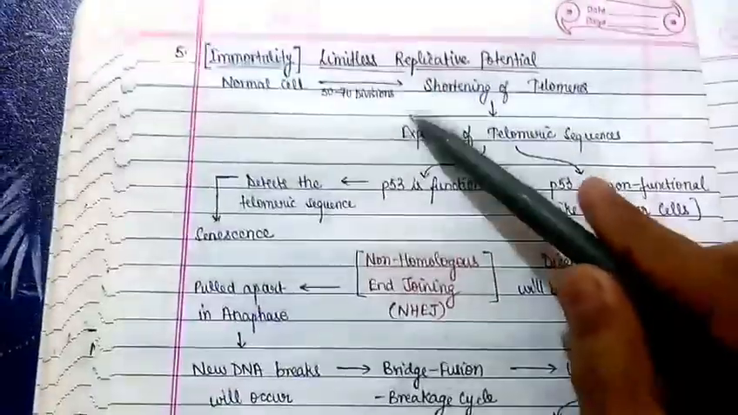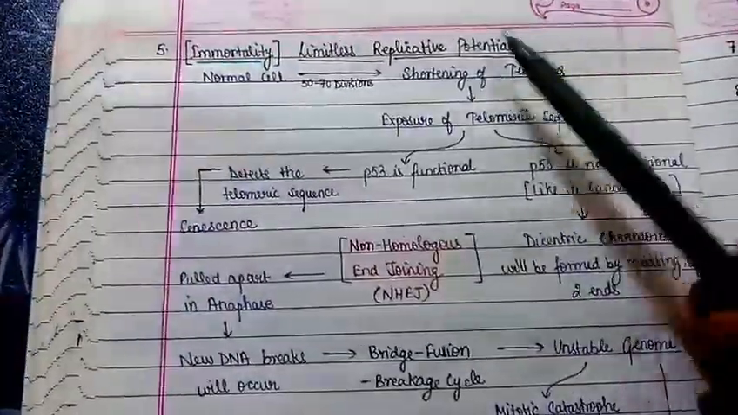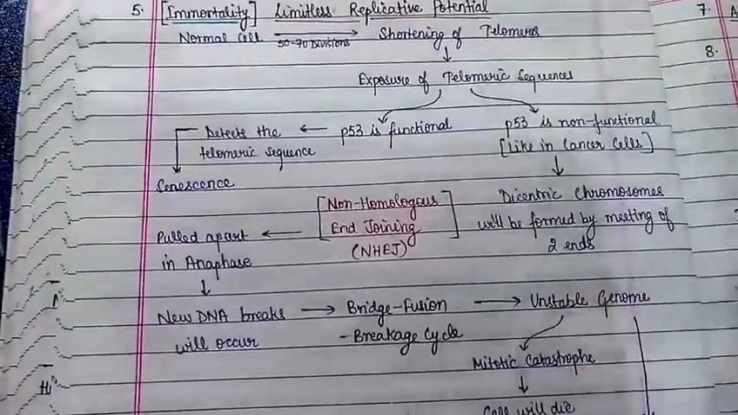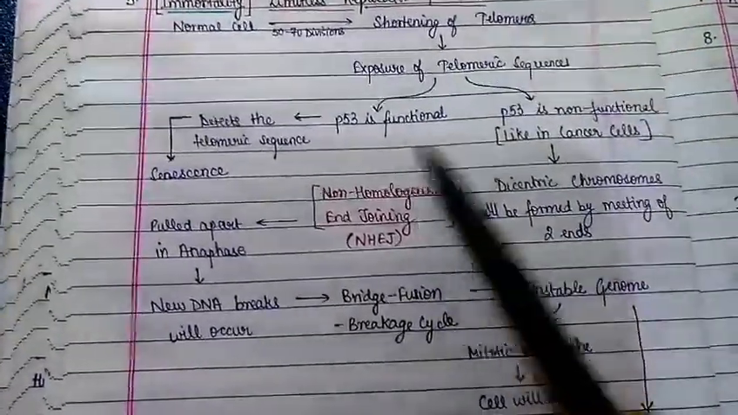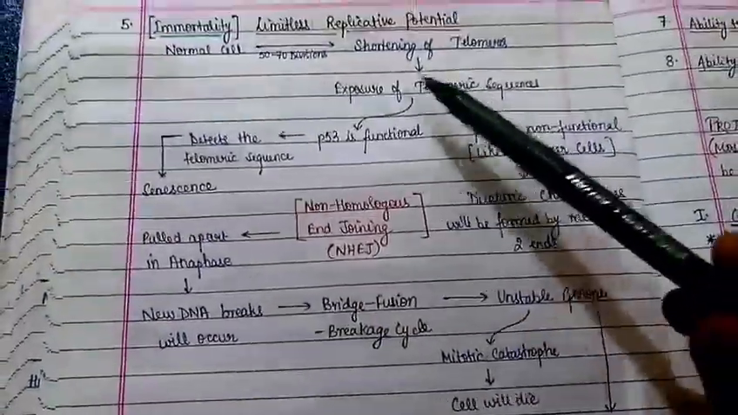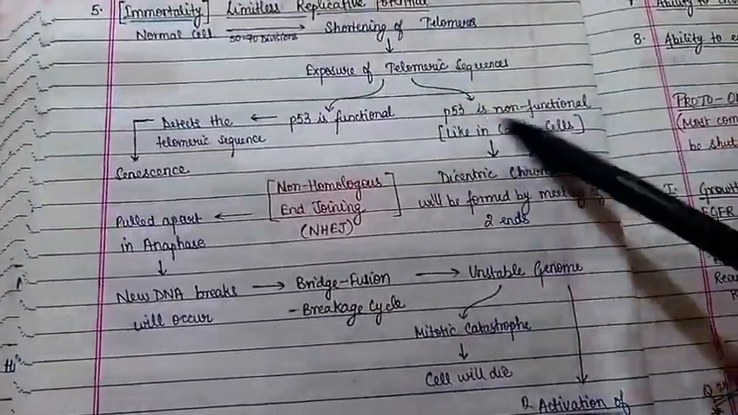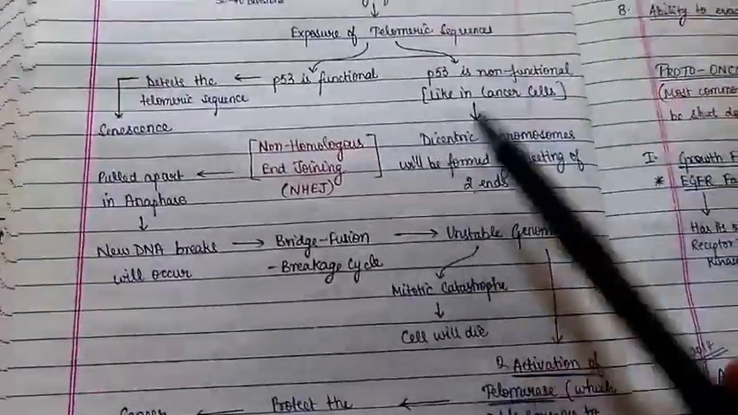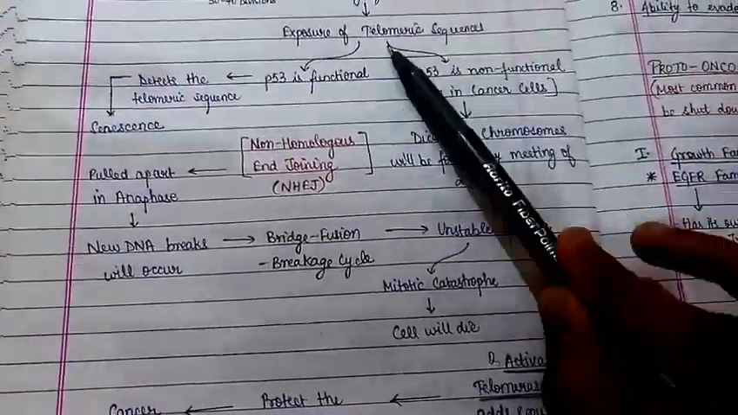The fourth one is immortality, that is limitless replicative potential. In a normal cell, after 50-70 divisions, there will be shortening of telomeres, and there will be exposure of telomeric sequences. If p53 is functional, then it will detect the telomeric sequence and lead to senescence. But if p53 is non-functional, as in cancer cells, then there will be less exposure of telomeric sequences.